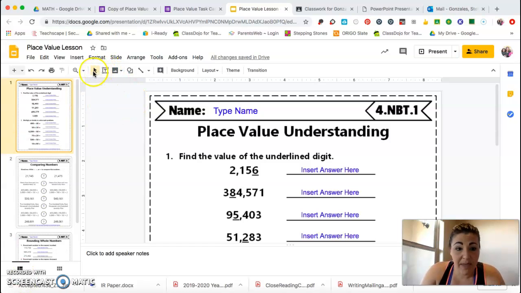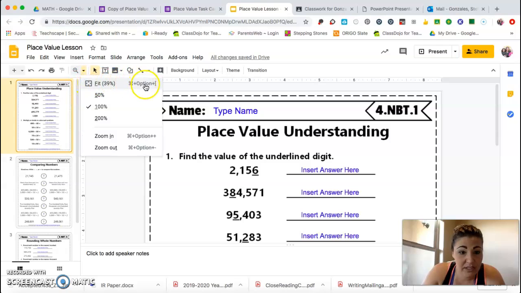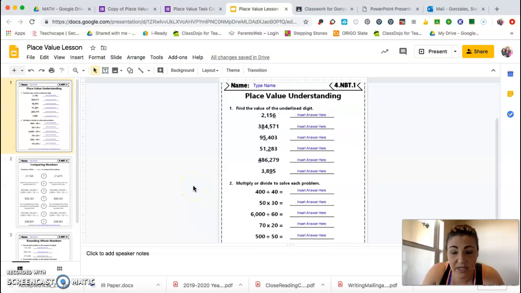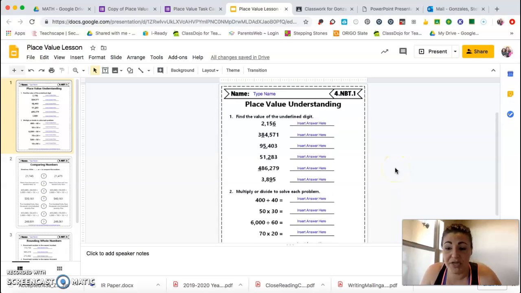So the first page that you guys are going to do, let's leave it there at 50%. Okay, so the first page that you guys are going to have for your slides is a place value understanding page. Okay. Number 1 is all you guys are having to do is say the value of every underlined digit.